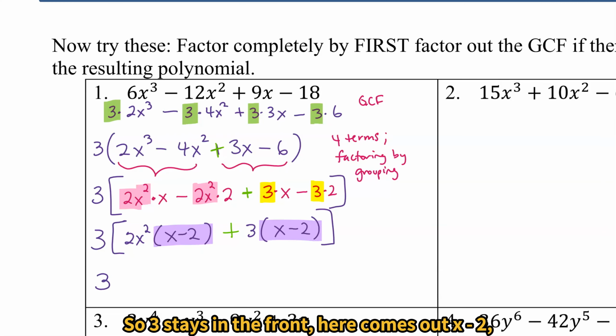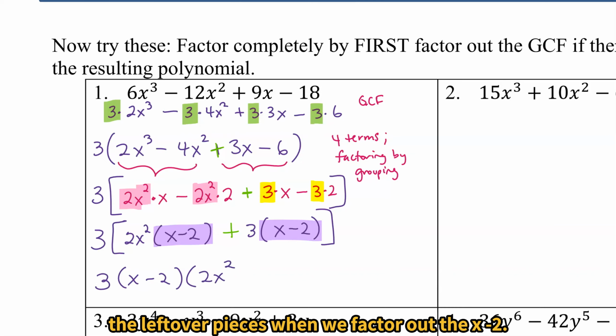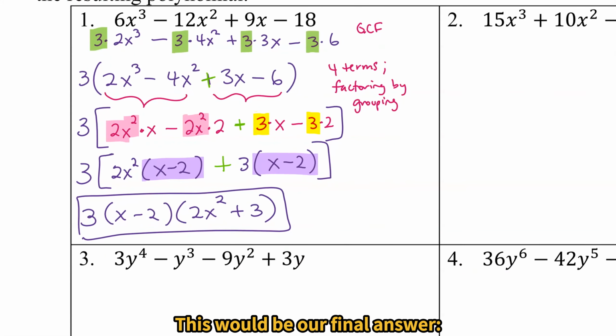So 3 stays in the front. Here comes out x minus 2. And then we write in parentheses 2x squared plus 3, the leftover pieces when we factor out the x minus 2. We're doing that reverse distributive property. This would be our final answer: 3 times x minus 2 times 2x squared plus 3.